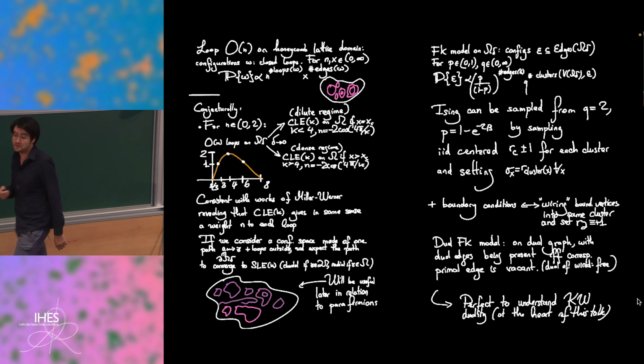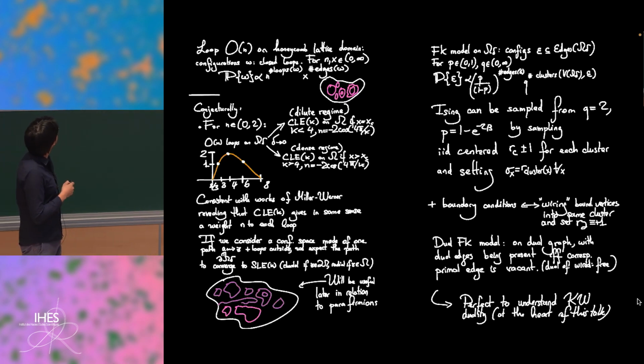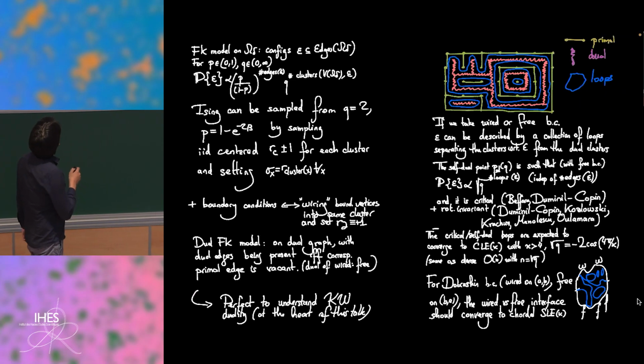The other class is the FK model, which you are a bit more familiar with because you've been exposed to it quite a lot in the last 2 days. You know there are these edges that are either here or not here, and there's a q to the number of clusters formed by the edges in a given graph. The Ising model comes from the FK model with q equals 2, and how you can sample it was all explained in Vendelin's talk. That, plus wired boundary conditions, is exactly what I used to discuss the CLE. For every FK model on a planar graph, there's a dual FK model, where the edges of the dual are present when the edges of the primal are not, and vice versa. Here, in green, you have the primal FK configuration. In pink, you have the dual. And in between, you have this blue collection of loops that separates primal from dual.